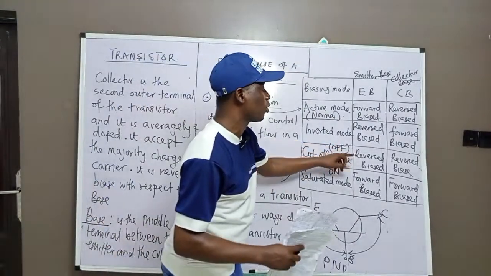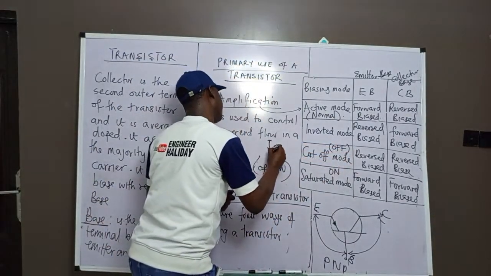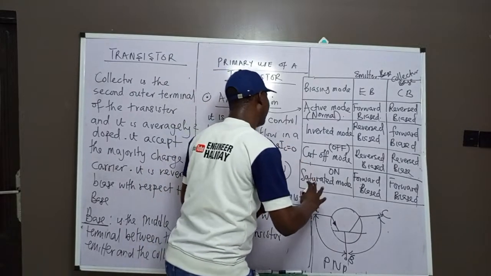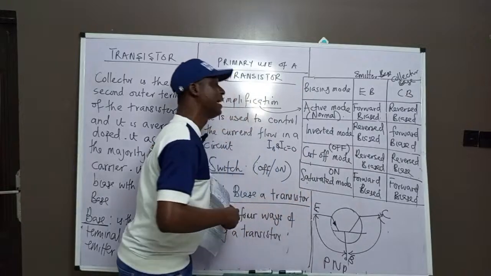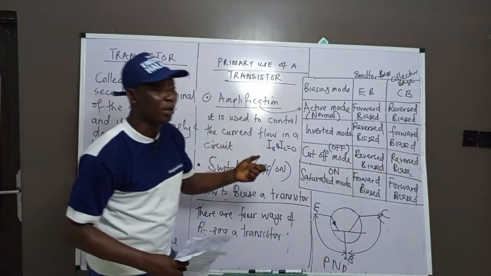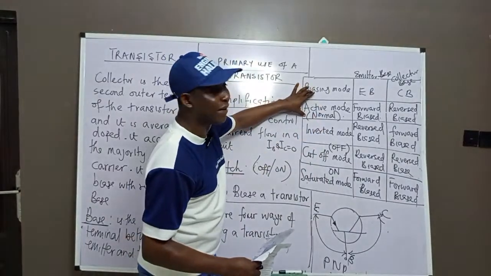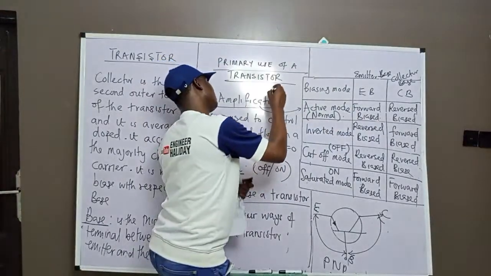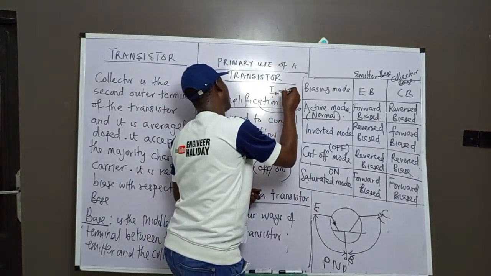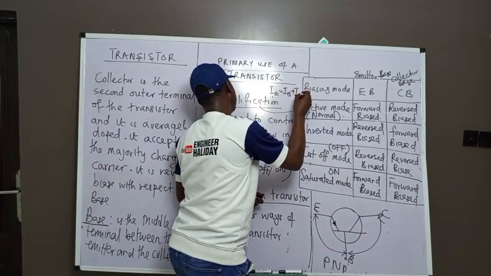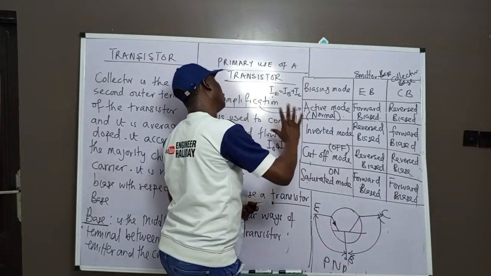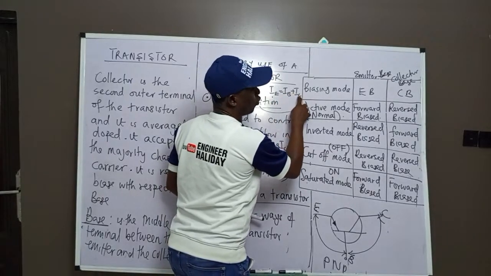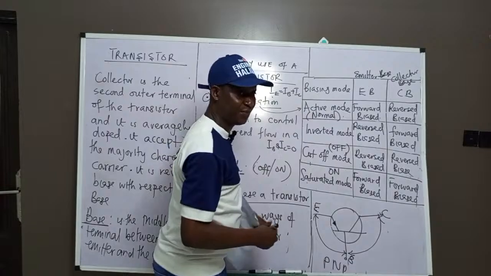At this point, the collector current and the base current IB and IC are equal to 0. At this point, the collector current rapidly increases even with a little output voltage. But at this point of normal mode, everything is normal. The current IE equals IB plus IC. That is to say, at normal mode, the base current plus the collector current equals the emitter current. Please take note of that.